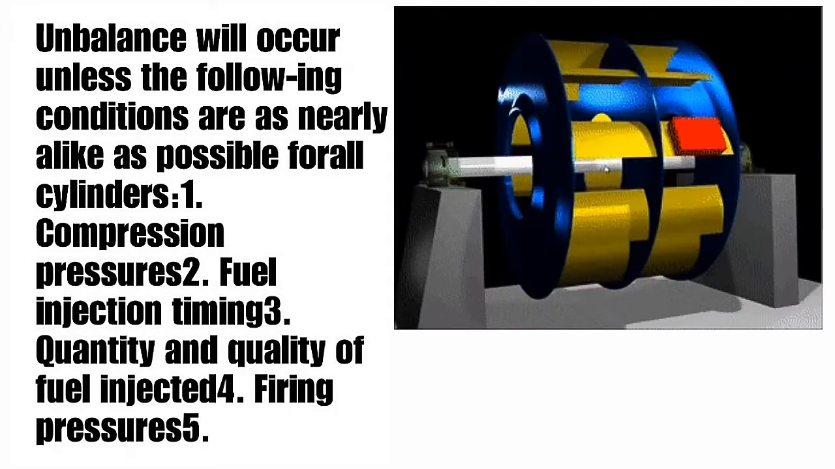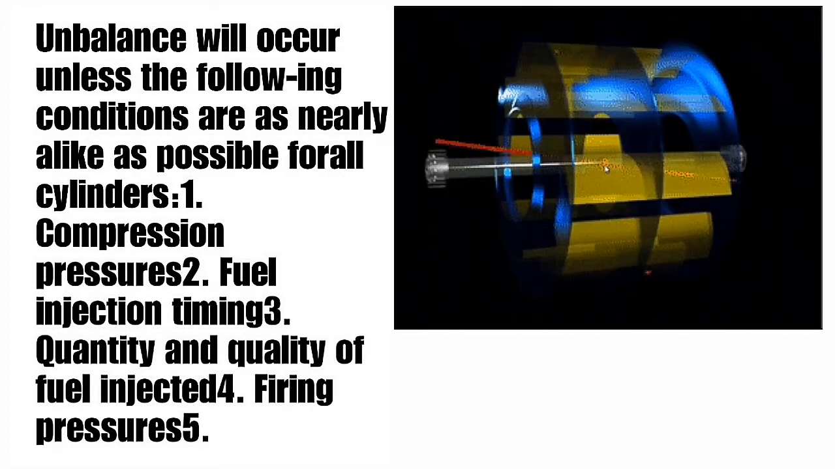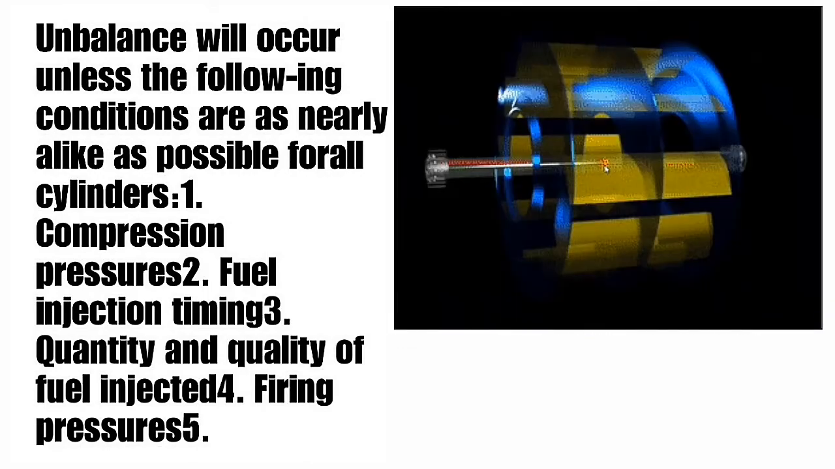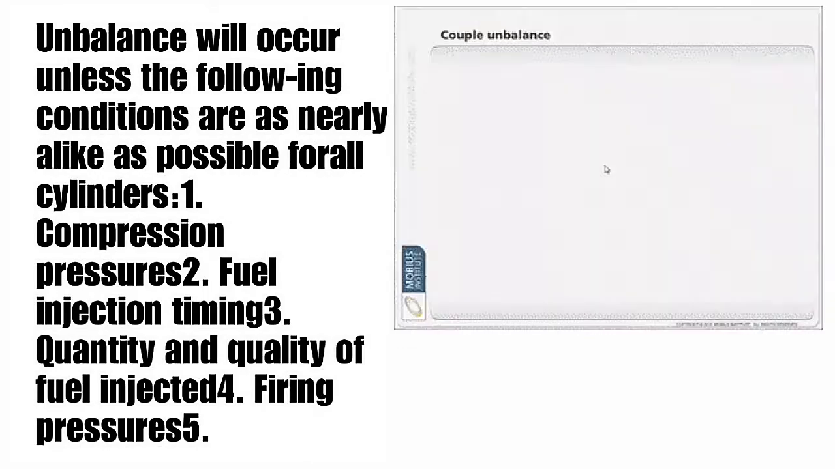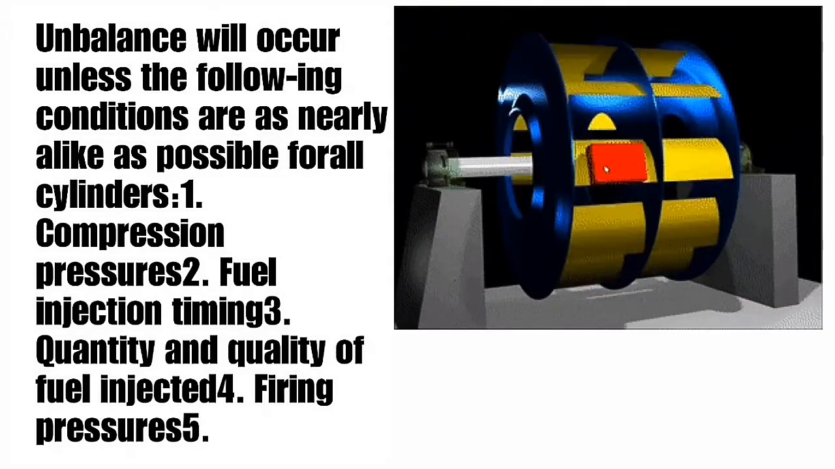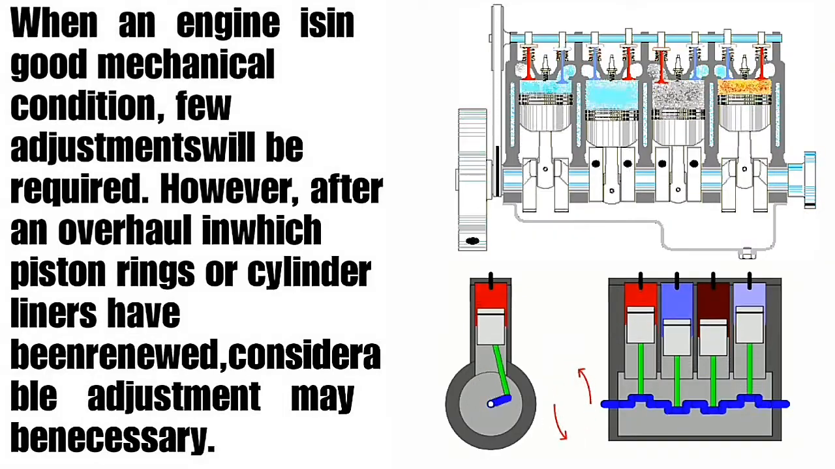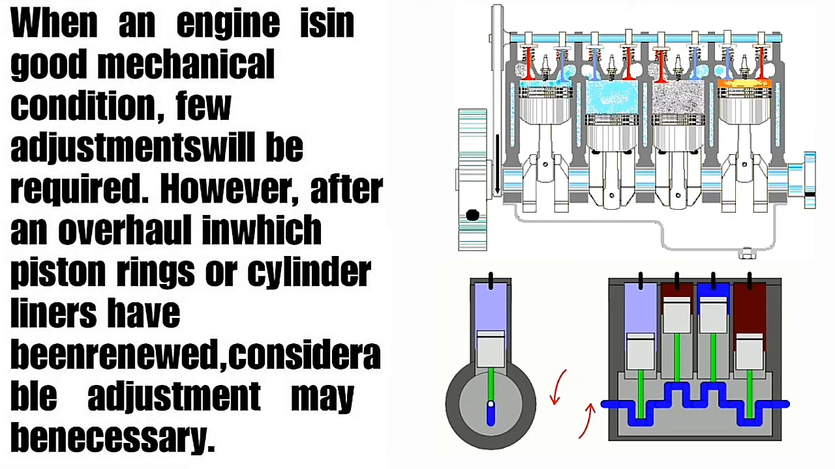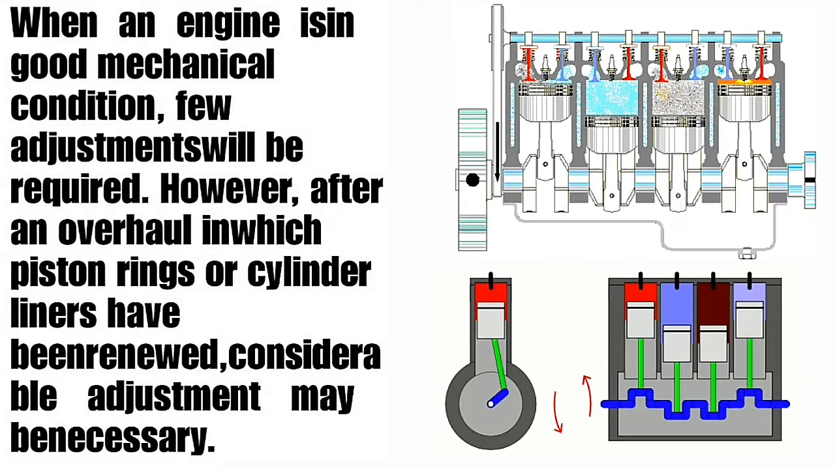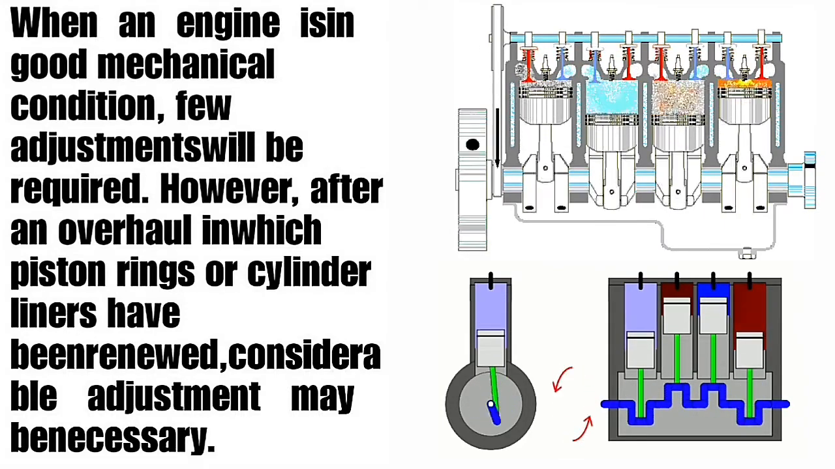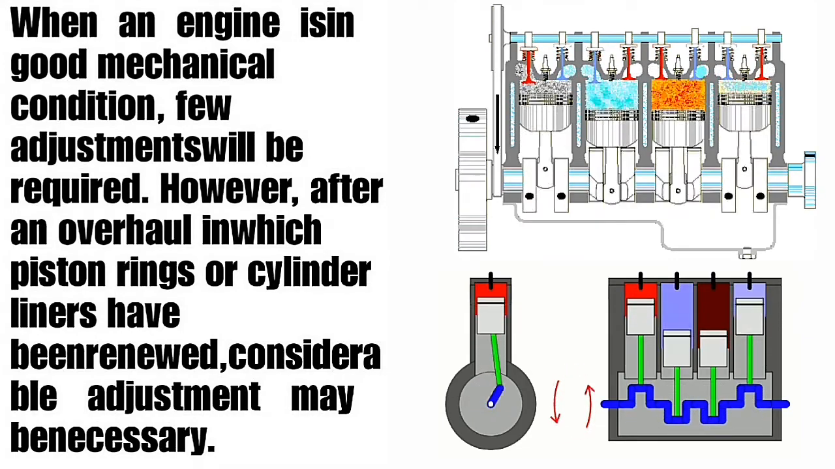Unbalance will occur unless the following conditions are as nearly alike as possible for all cylinders: 1. Compression pressure, fuel injection timing, quantity and quality of the fuel injected, firing pressures. When an engine is in good mechanical condition, a few adjustments will be required. However, after an overhaul in which piston rings or cylinder liners have been renewed, considerable adjustment may be necessary.